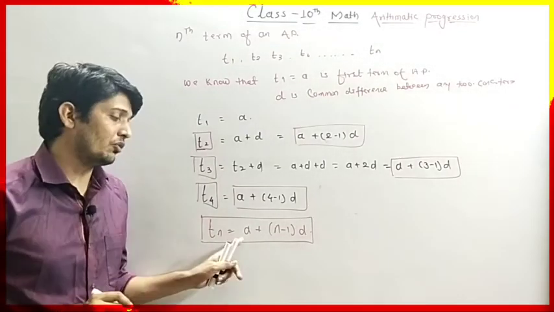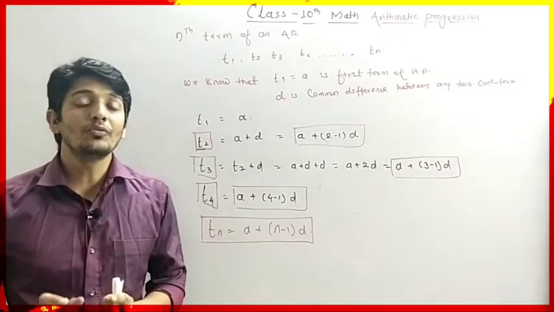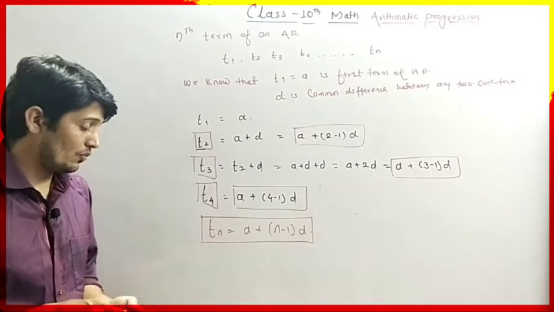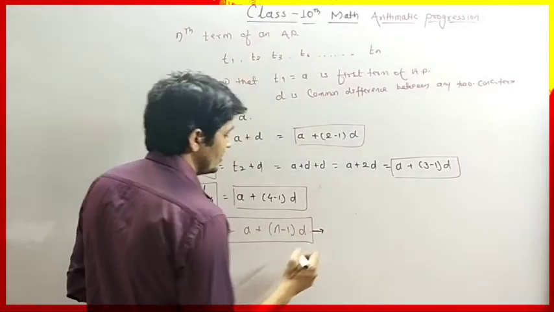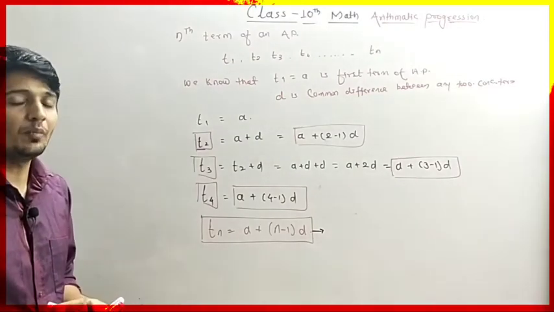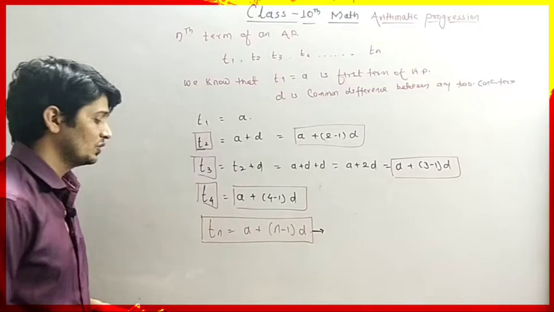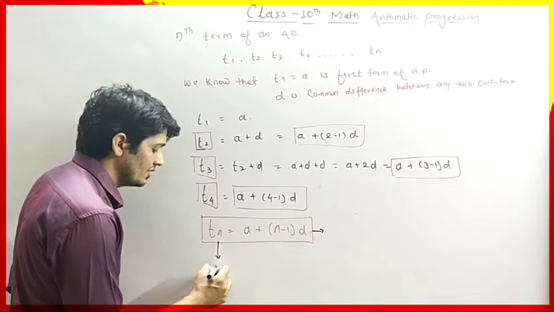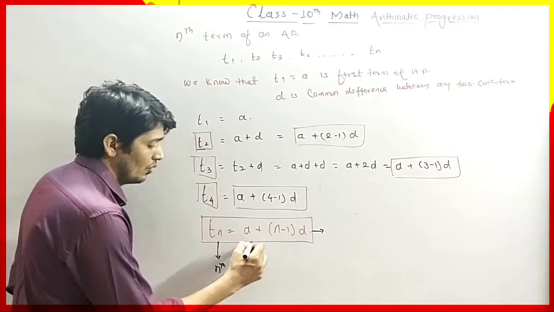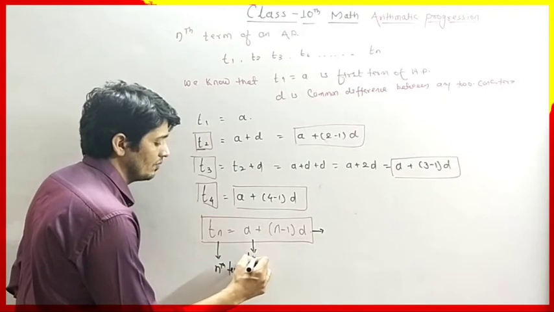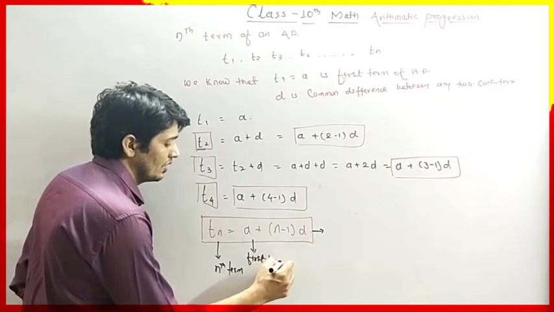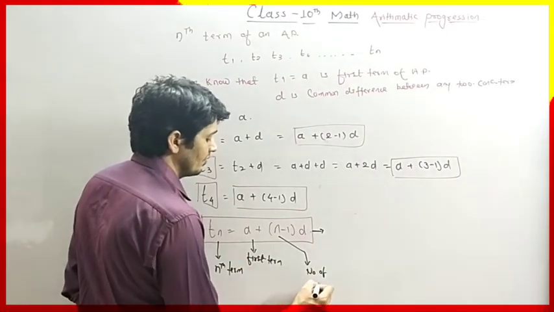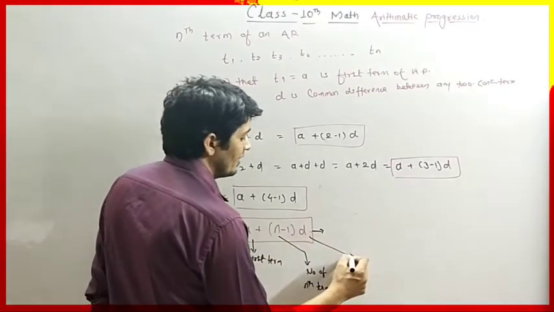Now we will use this formula to calculate any term if the sequence is in arithmetic progression. This is a very important formula that we have to understand, and on that basis we will solve our exercise, practice set and solved problems. Here Tn is the nth term. What is a? a is the first term. What is n? It is the number of the term. What is d? d is the common difference.